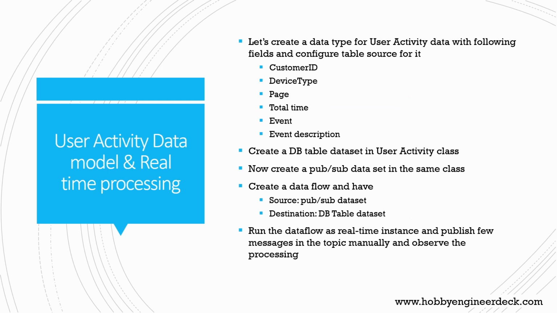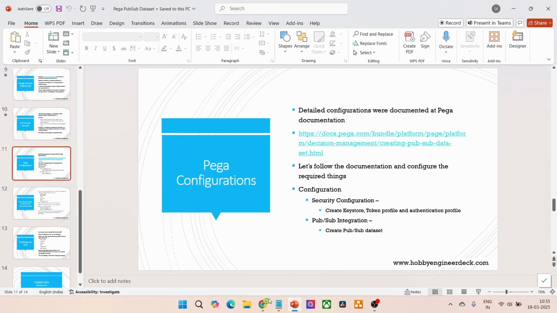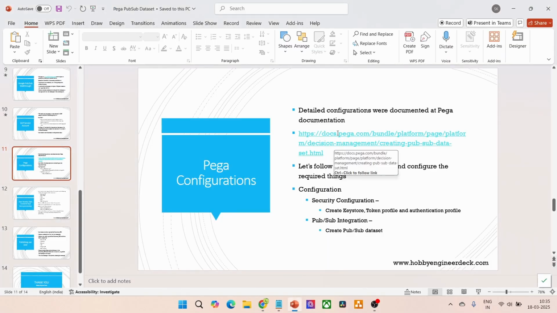Post that, we will create a use case. Basically, we will do real-time ingestion of user activity data from Google PubSub via the Google PubSub dataset. We will see this once our security and PubSub integration is completed. Now let me open the documentation first.